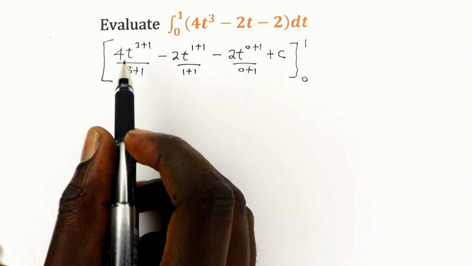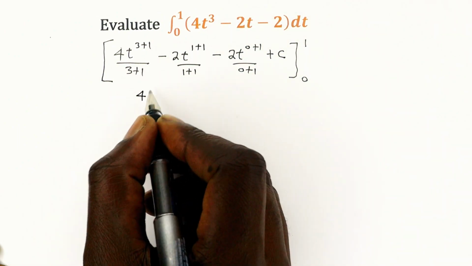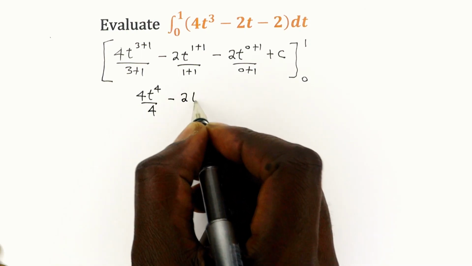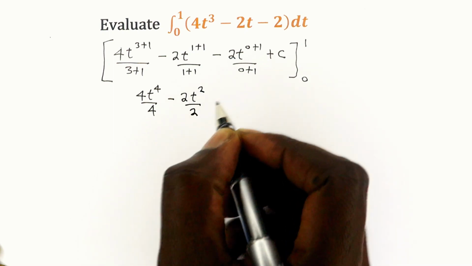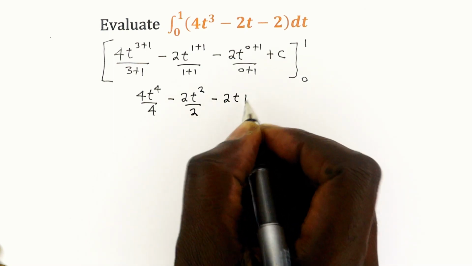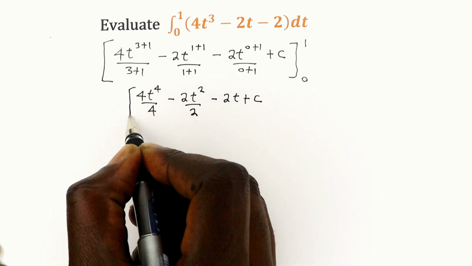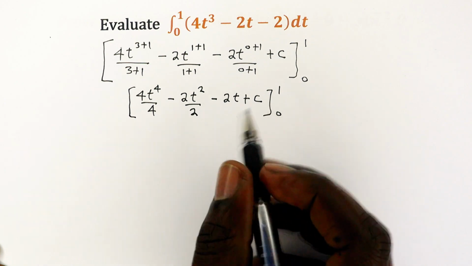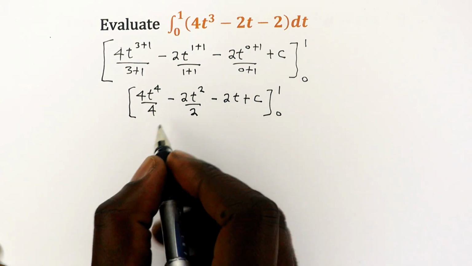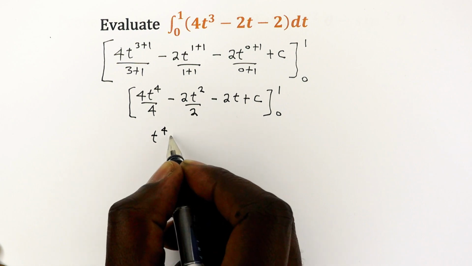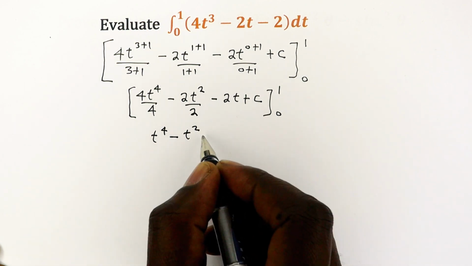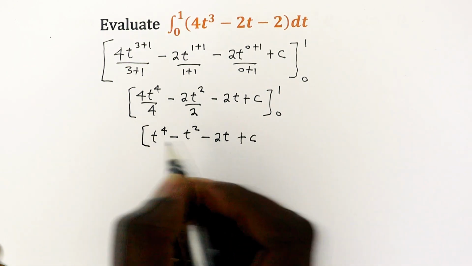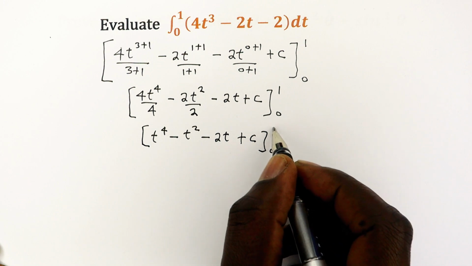Then let us simplify this. You're going to have 4t raised to power 4 over 4 minus 2t raised to power 2 over 2 minus 2t plus c. And then do not forget about the limits, that is from 0 to 1. Then from there, you just simplify this. This will be t raised to power 4 minus t raised to power 2 minus 2t plus the constant of integration, and that is from 0 to 1.